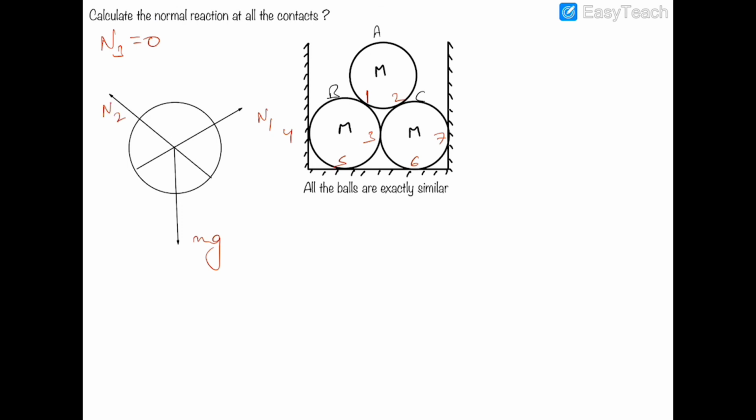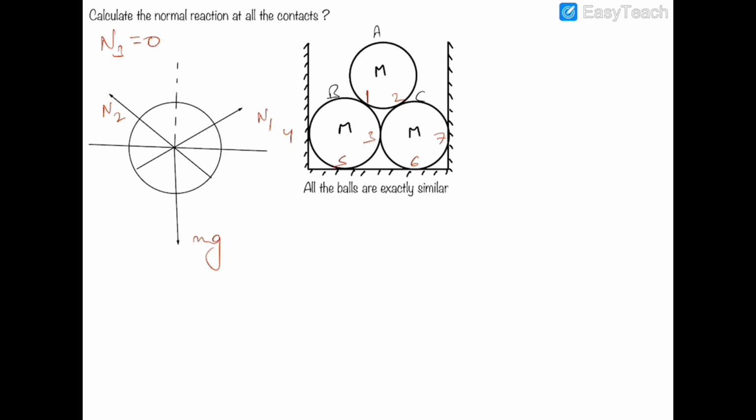Now there is another very important conclusion: if I balance out the components of N1 and N2 in the horizontal direction, you can see that N1 will come out equal to N2. And we can directly say that N1 is equal to N2 because these are symmetric normal reactions. These are at the same angles acting on the same ball. So I can say that N1 is equal to N2.